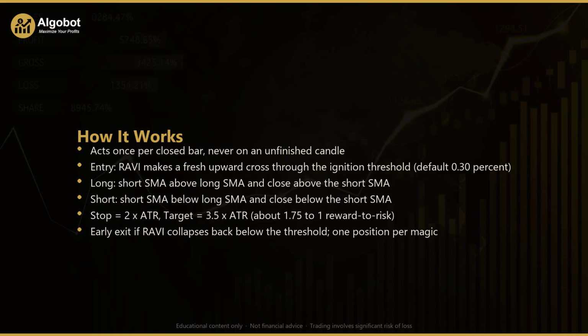There is also a third, concept-consistent exit. If RAVI collapses back below the threshold while a trade is still open, meaning the ignition fizzled and the trend failed to develop, the expert advisor closes the position early rather than letting a stale trade drift toward its stop. And to keep things disciplined, the strategy holds only one position per magic number at a time, so it never stacks trades on top of each other.